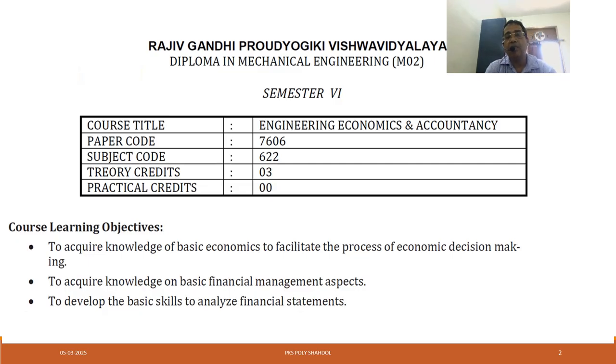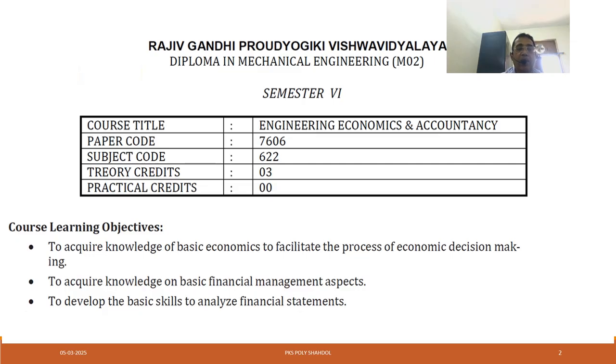First of all, let us see what the course title is. Course title is Engineering Economics and Accountancy. Paper code is 7606, subject code is 622 and theory credit is 03.